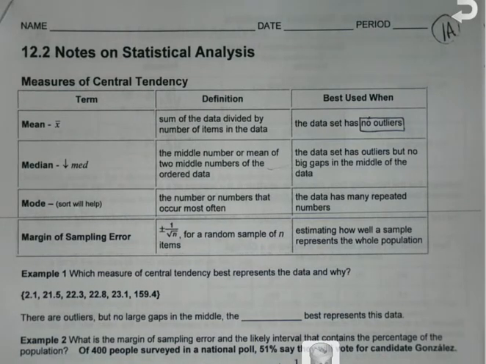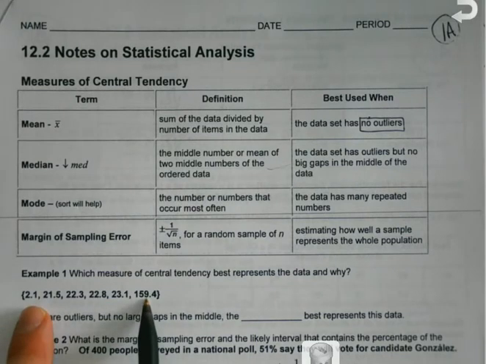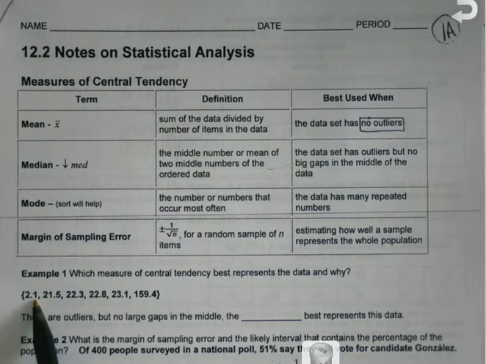For instance, if you were looking for an example of an outlier and you were looking down at example 1, 2.1 might be an example. But 159.4 definitely would be, because that's way away from all the rest of them. So we wouldn't want to use mean for that one because it would kind of get thrown off by that value that's out of there.